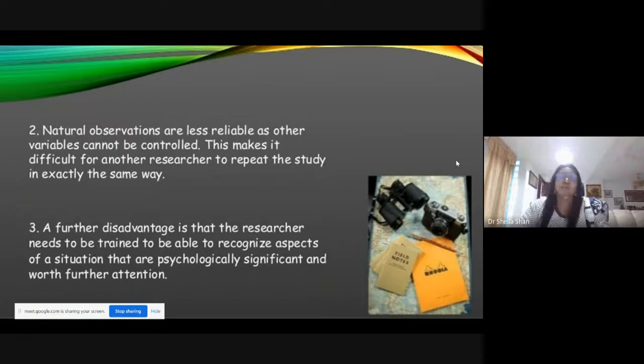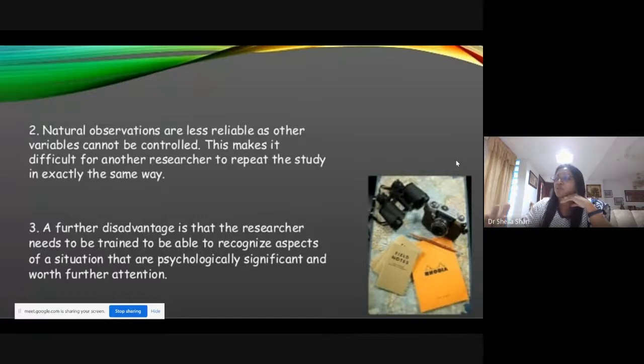How much can you observe? Correct. As other variables are not controlled, this makes it difficult for another researcher to repeat the study in the exact way. All right. So a further disadvantage is that the researcher needs to be trained. So when you observe, you must know what the observation shows. So you cannot simply go and observe, then say, I never see anything. Because it's not written in black and white.